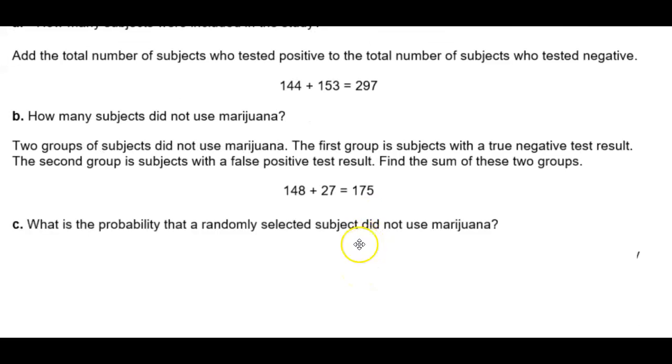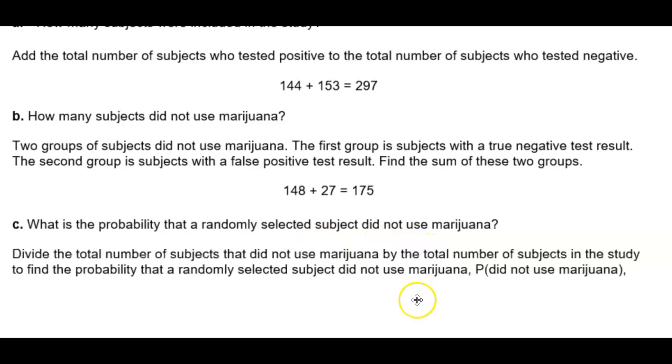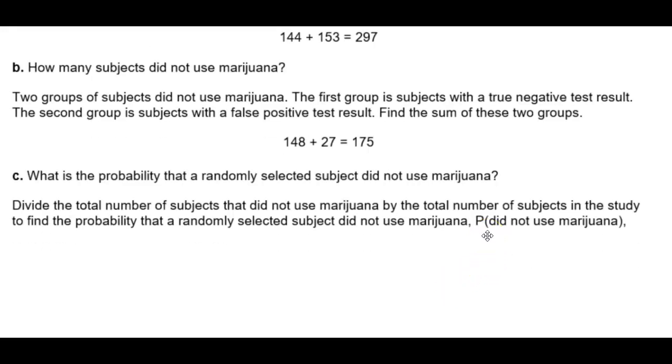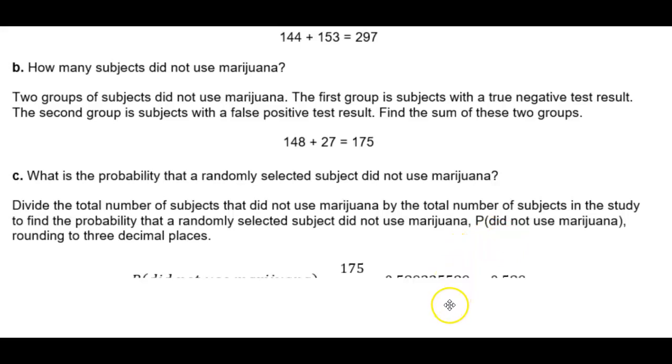Now for part C, it says, what is the probability that a randomly selected subject did not use marijuana? Now we're going to divide the total number of subjects that did not use marijuana by the total number of subjects in the study to find the probability that a randomly selected subject did not use marijuana. And then we're going to round it to 3 decimal places.